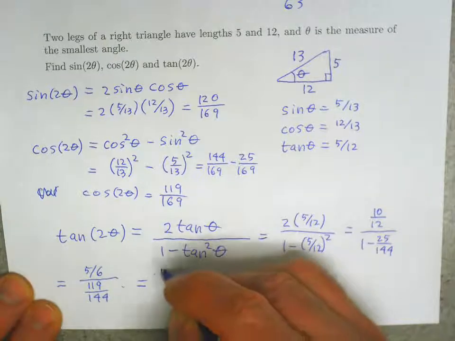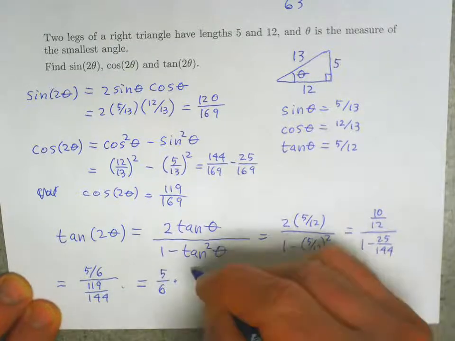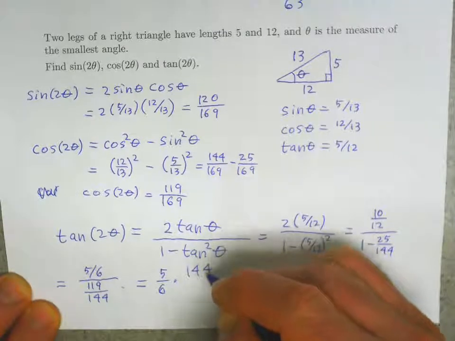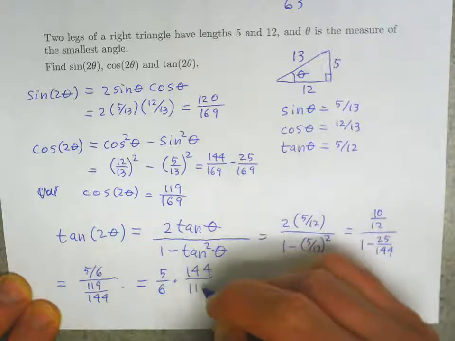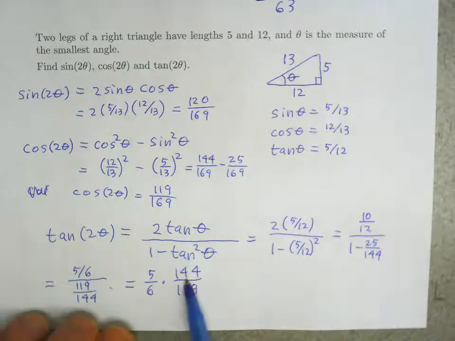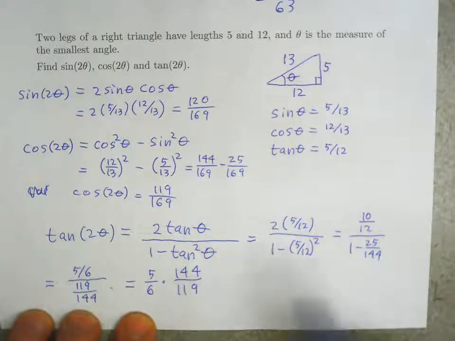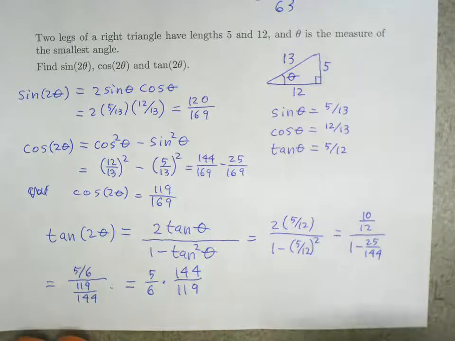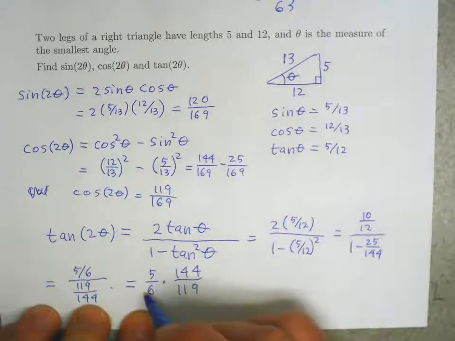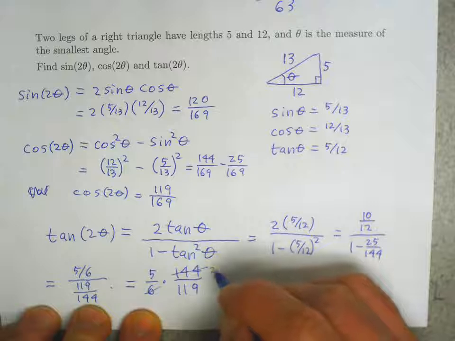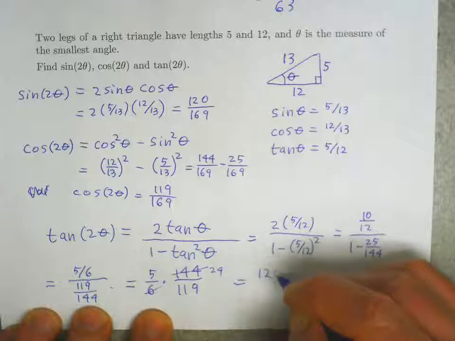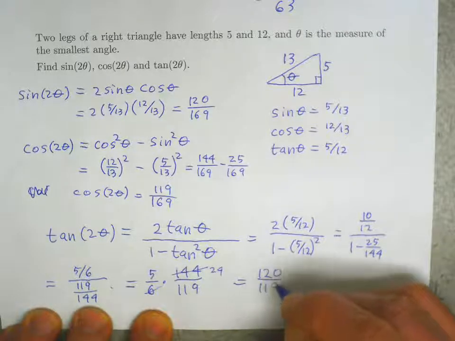So just a little bit further, 5/6 times the reciprocal of 119 over 144. So 5/6 times 144 over 119. And 6 goes into 144 what, 24 times? So, yeah. So finally, 5 times 24 is 120, and the denominator is 119.